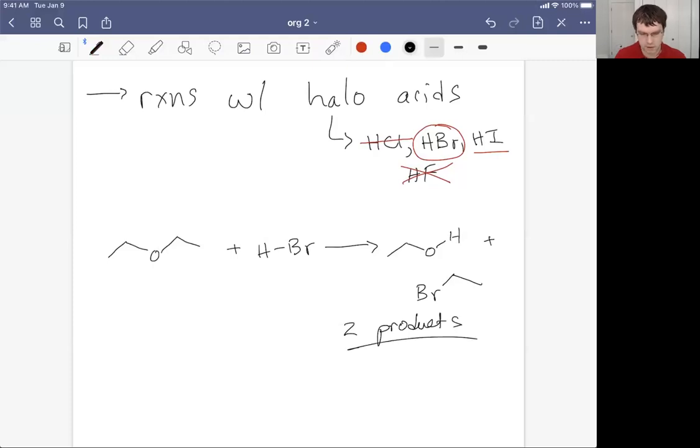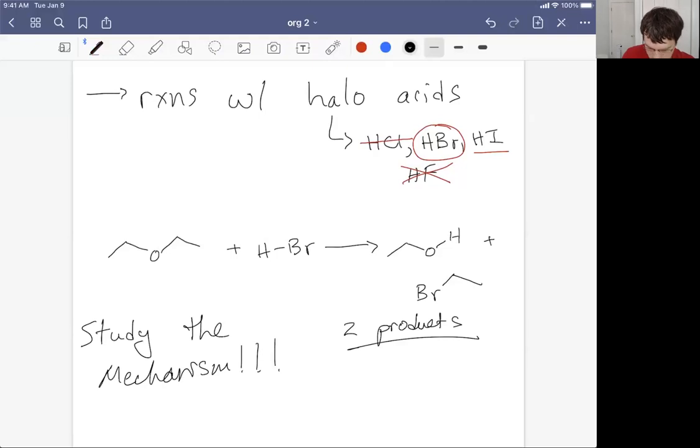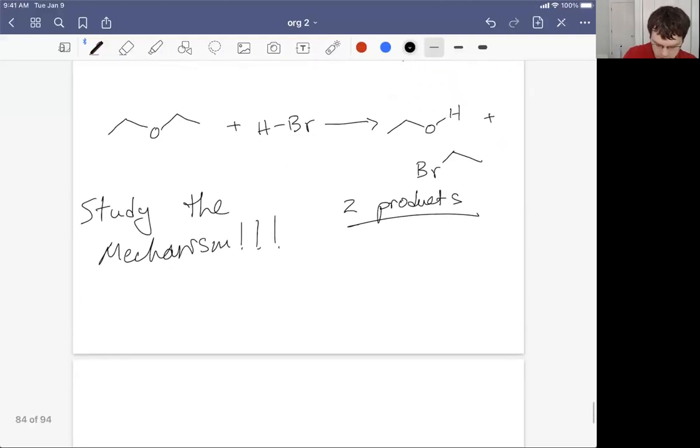Okay, now I've emphasized this before, but for us to understand this reaction, we don't want to memorize these two products necessarily. We want to know the mechanism. Study the mechanism. Okay, so what's the mechanism for the reaction of ethers with halo acids?